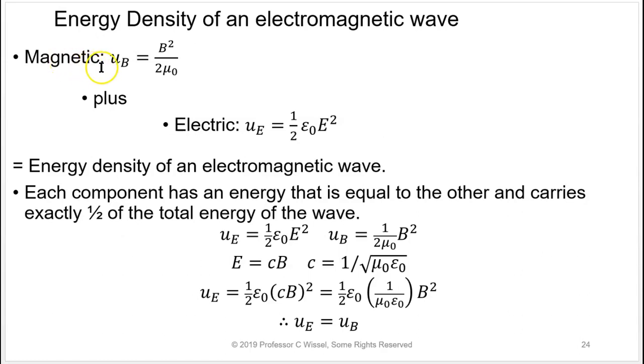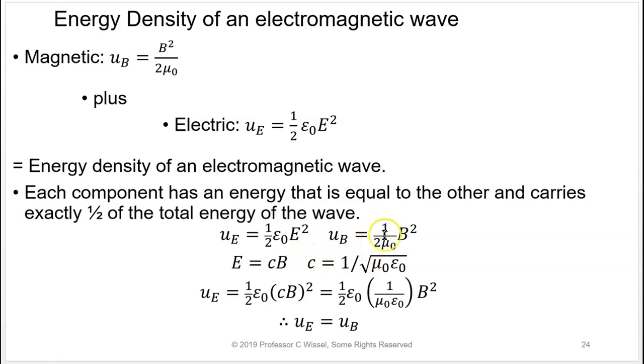The magnetic energy density, little u_B, equals B squared over 2 mu naught. The electric energy density is u_E equals 1/2 epsilon naught E squared. Now, you can see this is a typical energy: 1/2 times a constant times a variable squared. And this is the energy density, that's joules per cubic meter. Each component has an energy that's equal to the other and carries exactly 1/2 of the total energy of the wave. So little u_E equals 1/2 epsilon naught E squared.